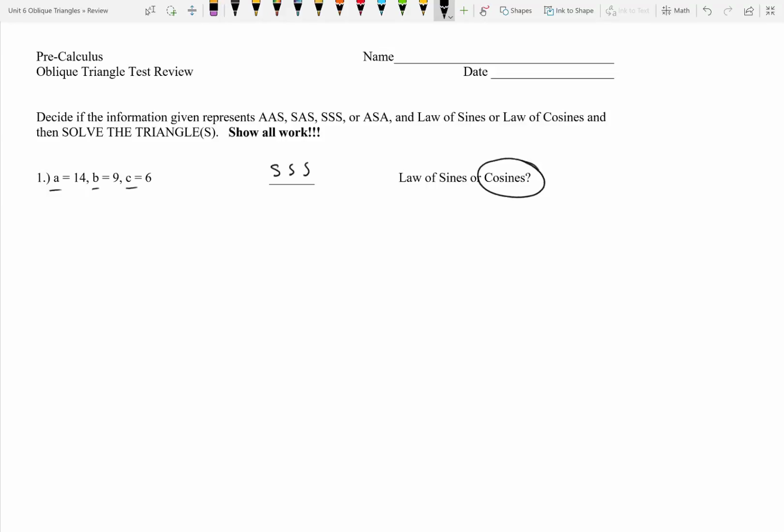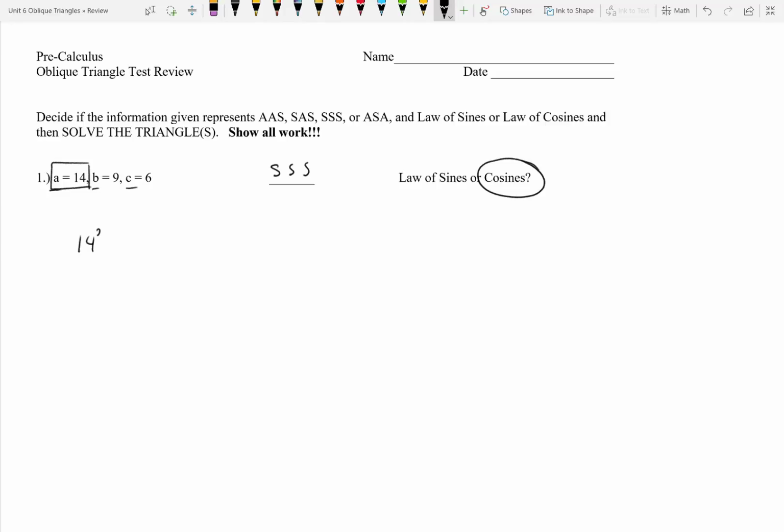It's critically important when we use the law of cosines that we first find the angle opposite the longest side. In this case, the longest side is side A, so we're going to find angle A. The formula that includes angle A is the one that ends in multiplying by cosine of A. It begins with A squared.